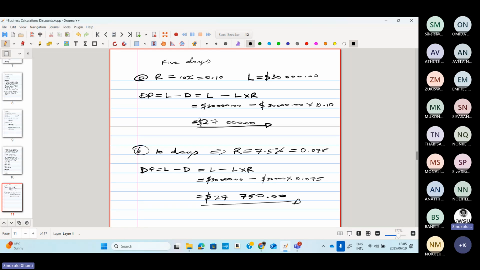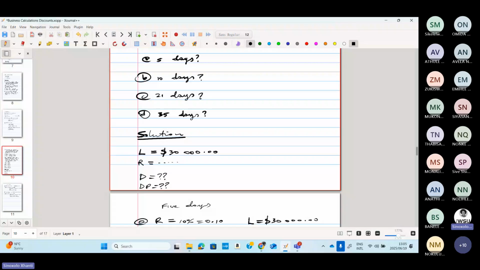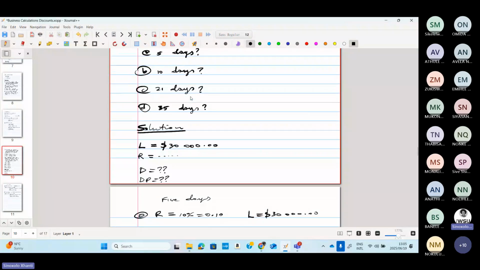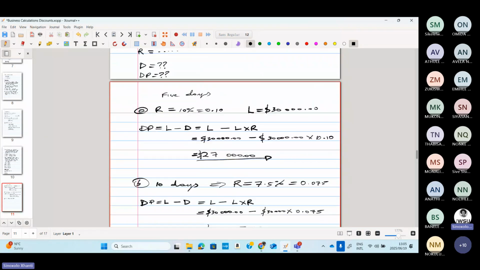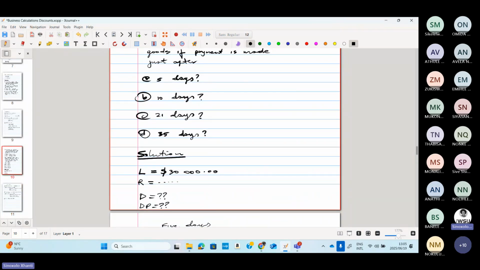Let's now look at number C. What is number C going to actually tell us is this. We need to go back and look at number C. Number C is saying that we are having 21 days. We're on 21 days. Let's write it down. So here, we have 21 days. 21 days, what does it mean for our R?